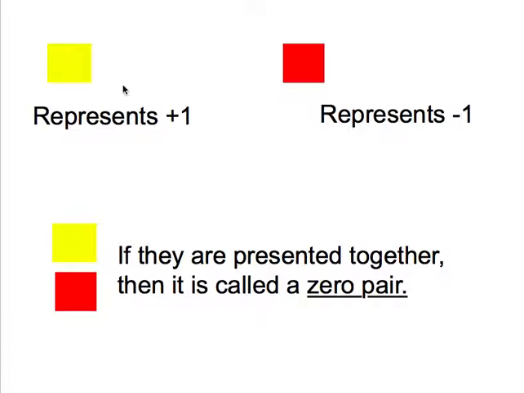So if I have a yellow square by itself, its value is 1. If I have two of them, its value is 2, positive 2. But if I had two of these red ones, it would be negative 2. And if they're ever presented together, we call them a zero pair, meaning that they cancel each other out. So the positive one and the negative one actually go against each other, and pretty much they become neutral.